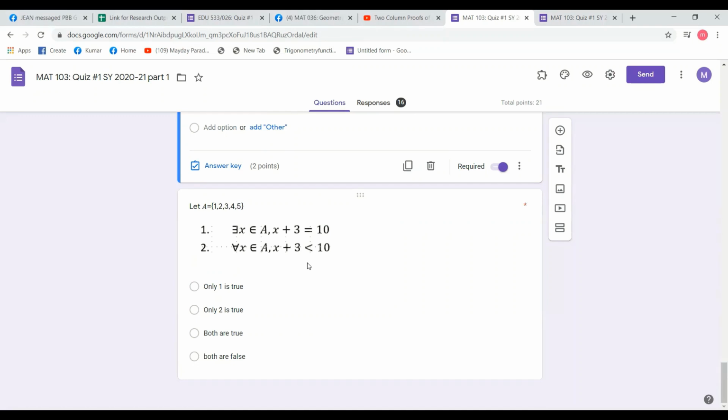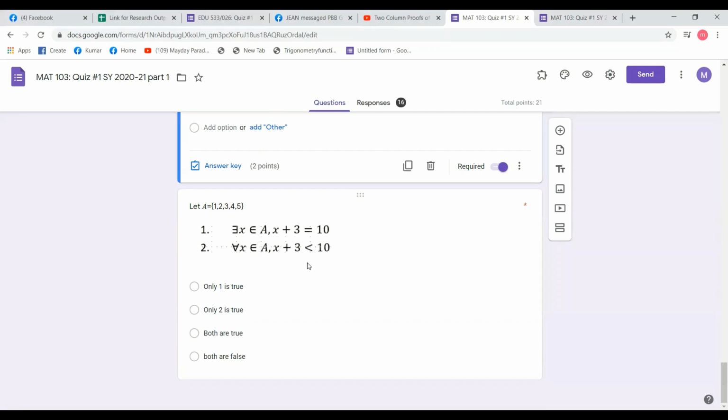So 1 plus 3 is 4. So false. 2 plus 3, 5. Okay, again, it is not equal to 10. That is false. 3 plus 3 equals 6. Again, that is false. 4 plus 3 equals 7. So again, that is false. 5 plus 3 is equal to 8. So that is false. So therefore, the whole statement is false, since we cannot find at least one that would satisfy the given statement.